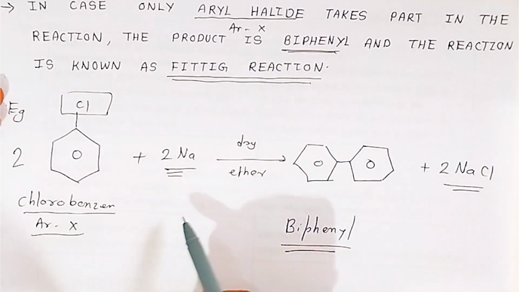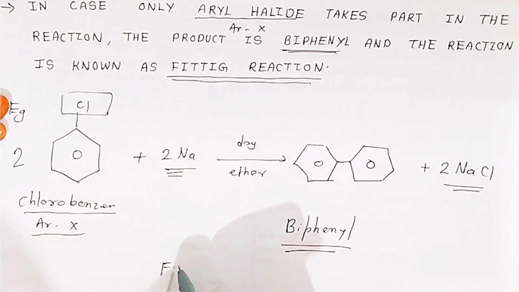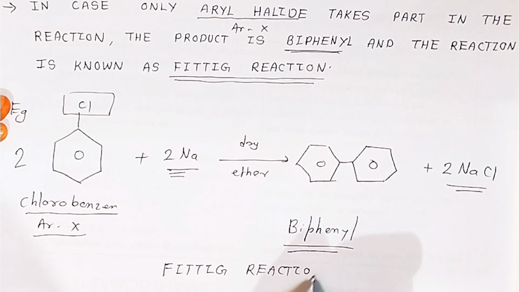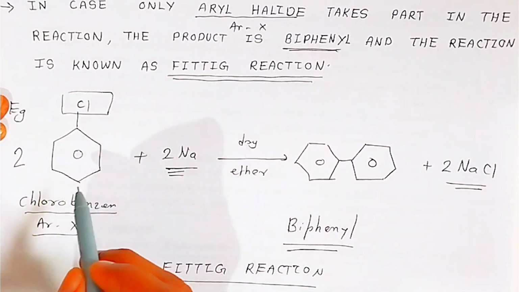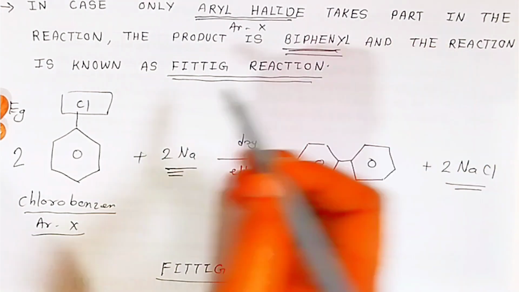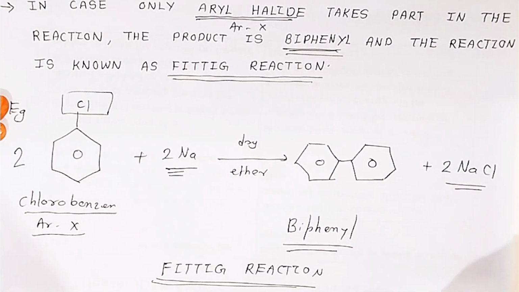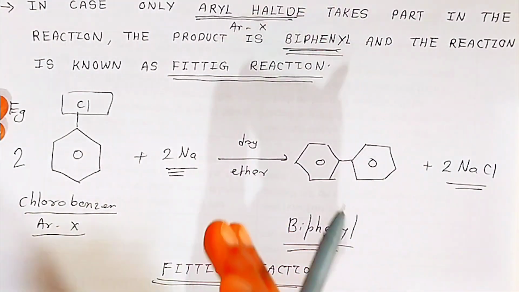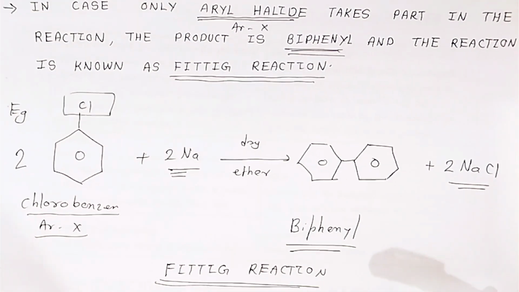Understanding? So that is why this reaction is called the Fittig reaction. So what is the Fittig reaction, students? Only one type of aryl halide, mind well, we are talking about aryl halide, takes part in the reaction, the product is biphenyl, then this reaction is called what? Fittig reaction. Understanding, students? Very important for board examination. They will ask a 2 marks question. This way, students, you have to represent the answer.